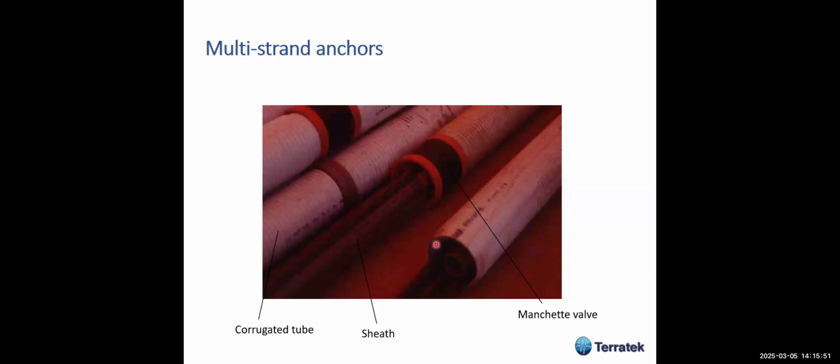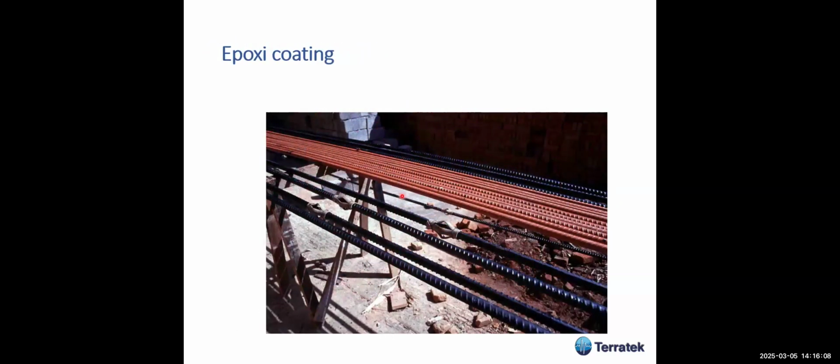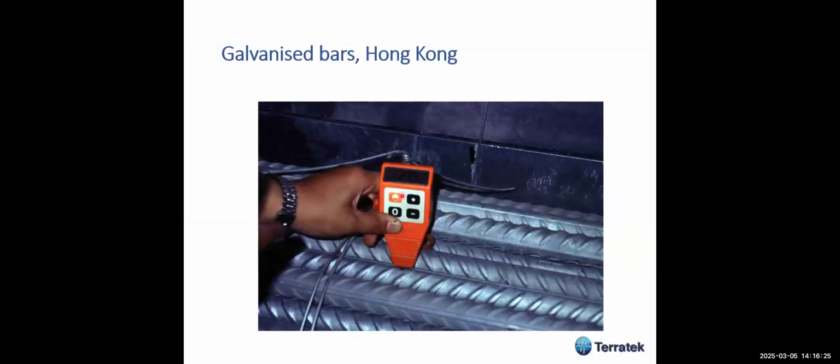Multi-strand anchors, these are good corrosion protection. It's a job that I have done in the past. And here we used these multi-strand anchors, but they were all protected by a plastic tube. So this is much better. And also, some countries allow epoxy coating and consider this as a single corrosion protection, which may work, especially if you have a large diameter bar. This could be used as well.